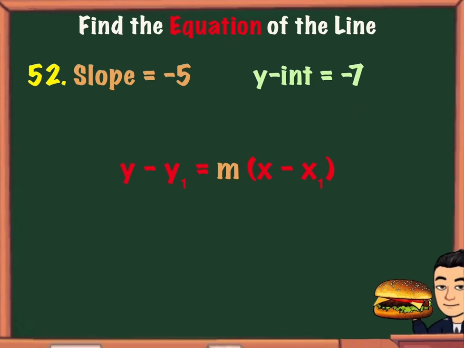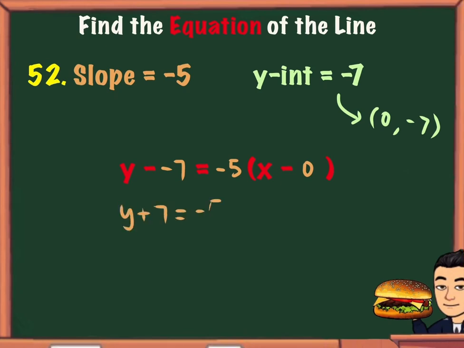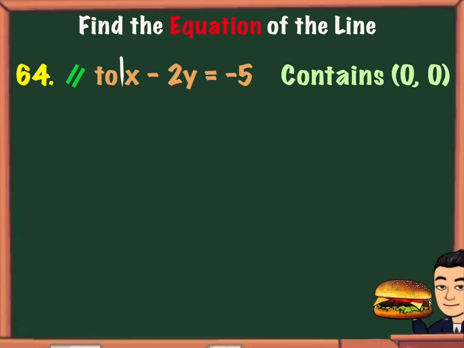For number 52, if the y-intercept is negative 7, this basically means that the line contains (0, negative 7). We know that the slope is negative 5. The x1 is 0, and for y1 we insert negative 7. We can rewrite this as y plus 7 equals negative 5x. Subtract 7 on both sides. You get y equals negative 5x minus 7. And that's your equation.